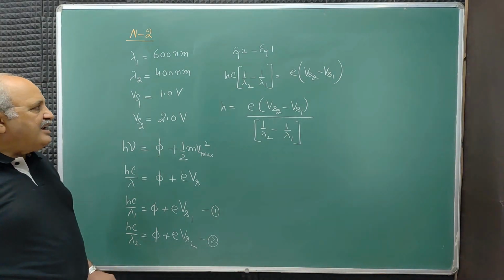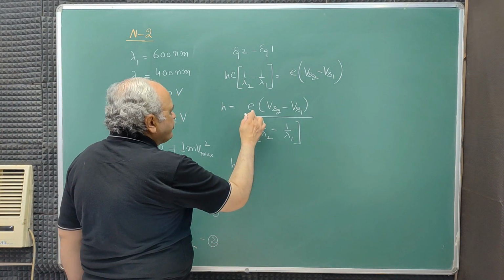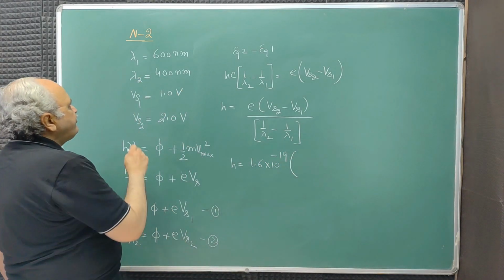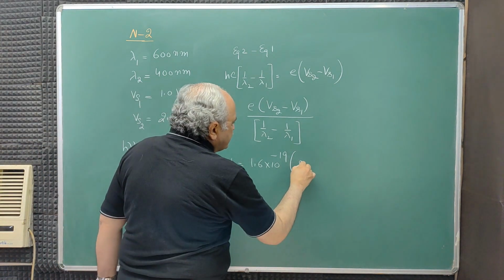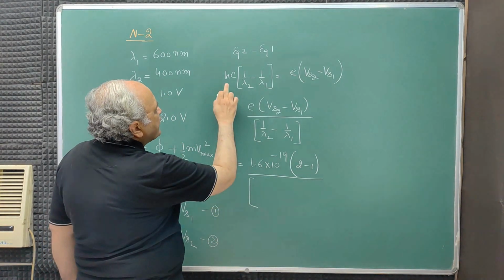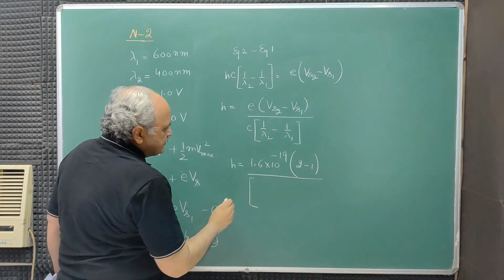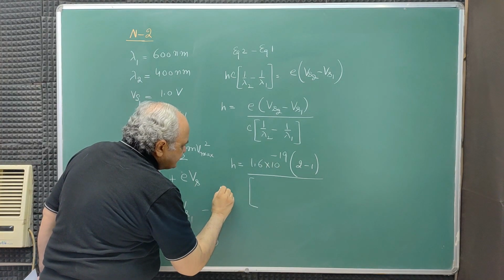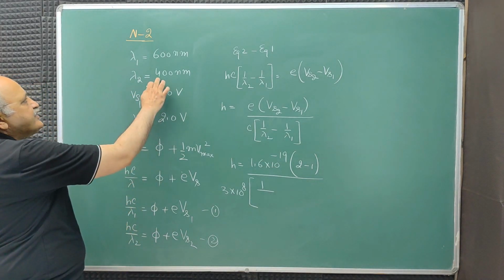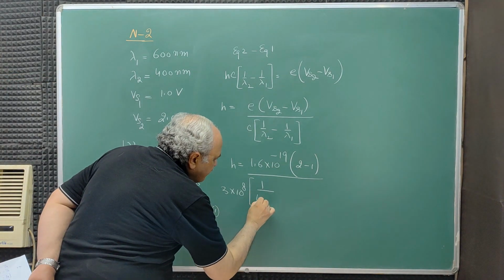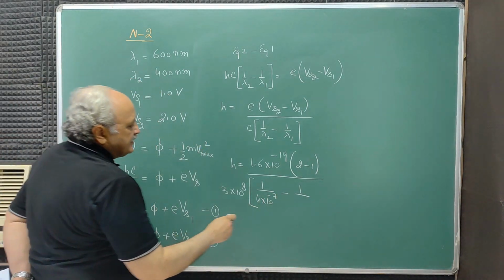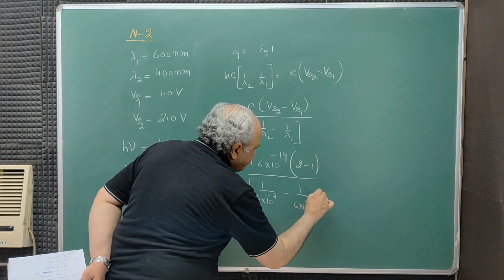Now let's put the numerical values in. So Planck's constant is therefore equal to 1.6 into 10 to the power minus 19, the Vs2 is 2 volt and this is 1, so 2 minus 1, divided by, this is c also. This c will come along with this, so do the correction for it. c, that is equal to 3 into 10 to the power 8, divided by 1 by lambda 2. Lambda 2 is given as 400 nanometer, which means 4 into 10 to the power minus 7, minus, the second one is 6 into 10 to the power minus 7.